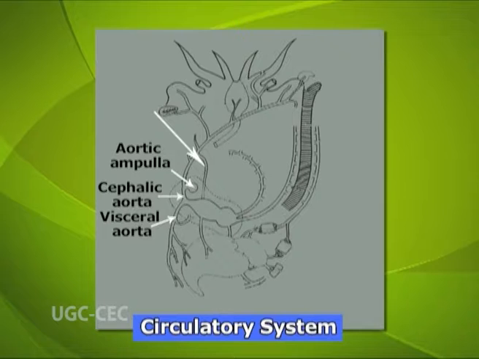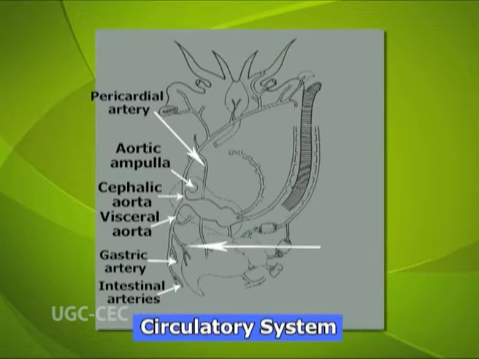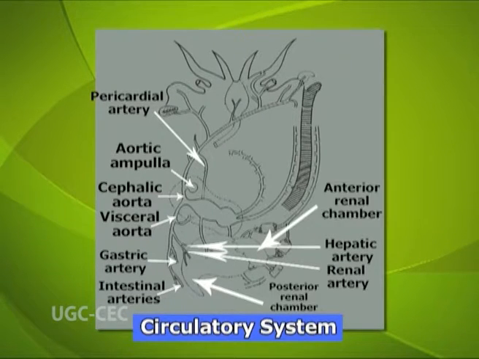It gives out a small pericardial artery to the pericardium, a large and stout gastric artery to the stomach, intestinal arteries to the intestine, a hepatic artery to the digestive gland and the gonads, the renal arteries to the anterior and posterior renal chamber. Finally, the visceral aorta terminates in two branches that supply the rectum and the anus.